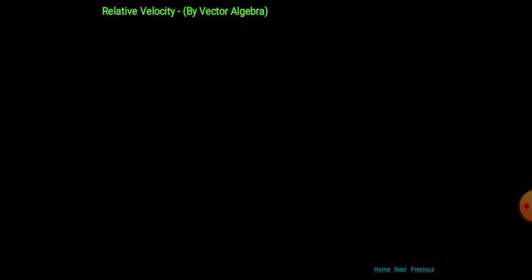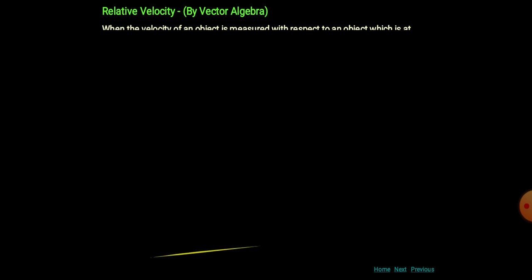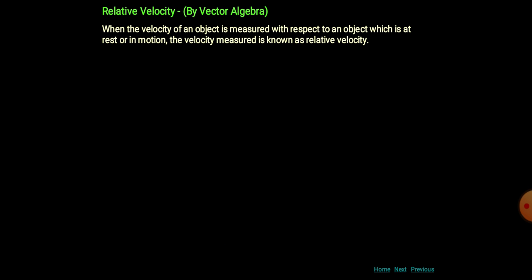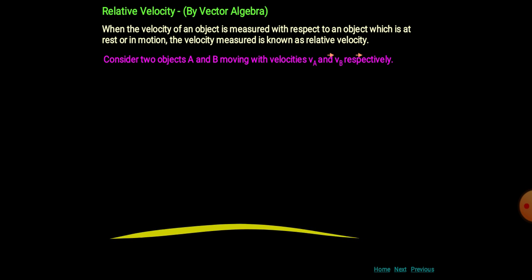Now let us try to understand relative velocity. We already studied relative velocity. When the velocity of an object is measured with respect to an object which is at rest or in motion, then the velocity we are measuring is known as relative velocity. You already know the equations of relative velocity, that is VAB is nothing but VA minus VB, and VBA is nothing but VB minus VA.